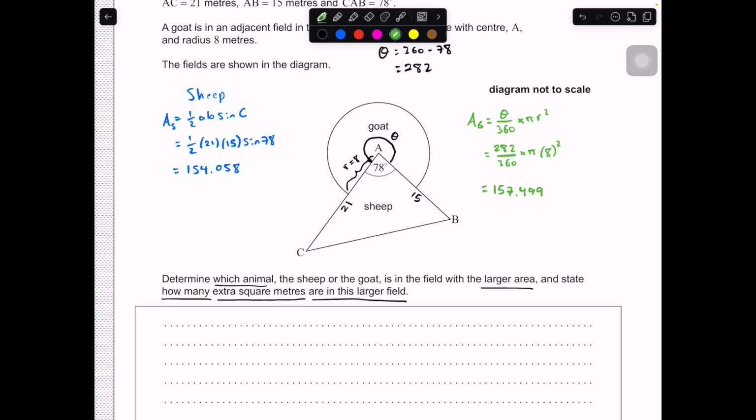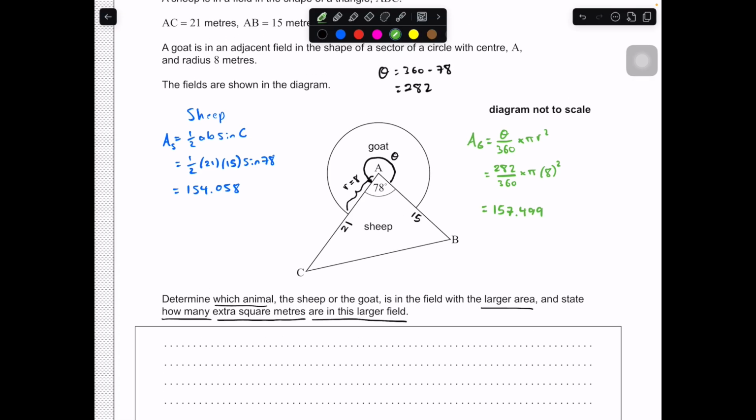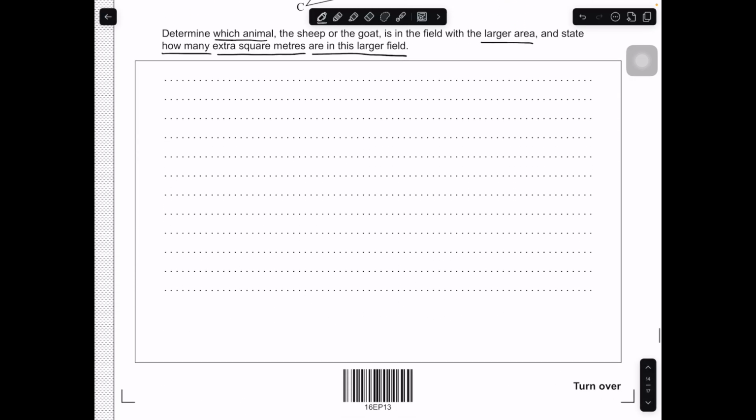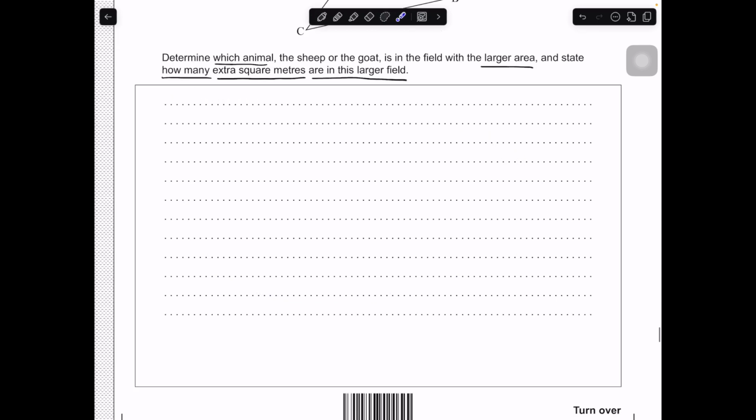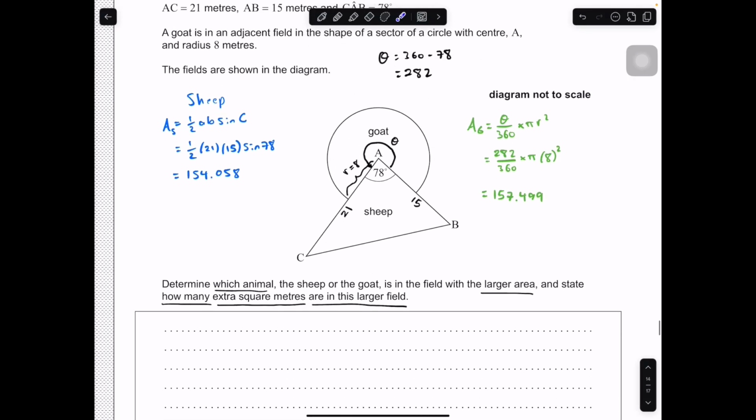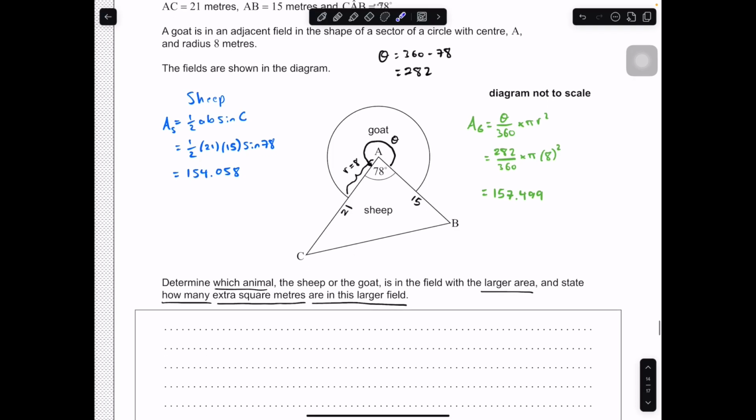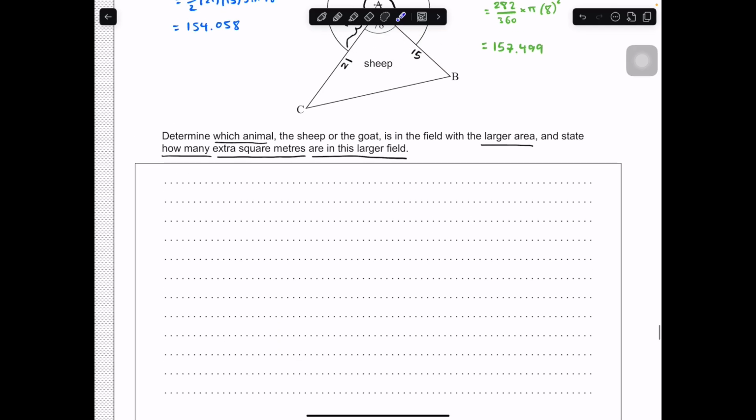Last part, remember, is to determine which animal, the sheep or the goat, is in the field with a larger area, and state how many extra square meters are in this field. Just while I'm doing this, remember at the very beginning of an exam, it says that all answers should be placed within this box right here. Examiners are only required to mark within this section, unless otherwise stated, unless it's filling in a table or something like that. I'm doing it here just because I think it's helpful to see the diagram, but when you work this out in your actual exam, put all relevant information within this box, of course.